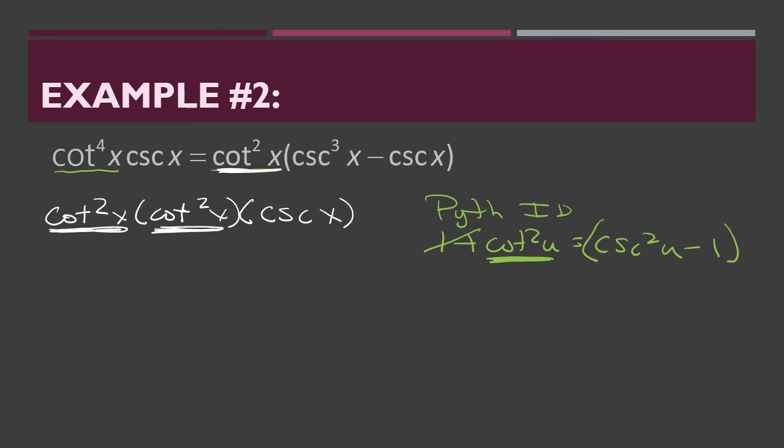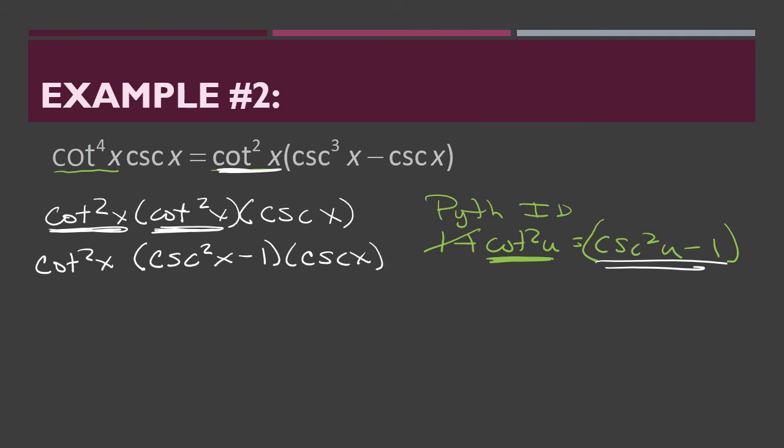So I am going to come to my problem. I'm going to bring down my first cotangent squared x because I need that. I'm going to replace the cotangent squared x with this over here that I just manipulated, and this is cosecant squared x minus 1 times the cosecant of x. Now, remember our goal is to get the left-hand side to look like the right-hand side. So I'm getting close. I have a cotangent squared. I have a minus here, and I have a minus here. But now I need cosecant cubed and a cosecant.